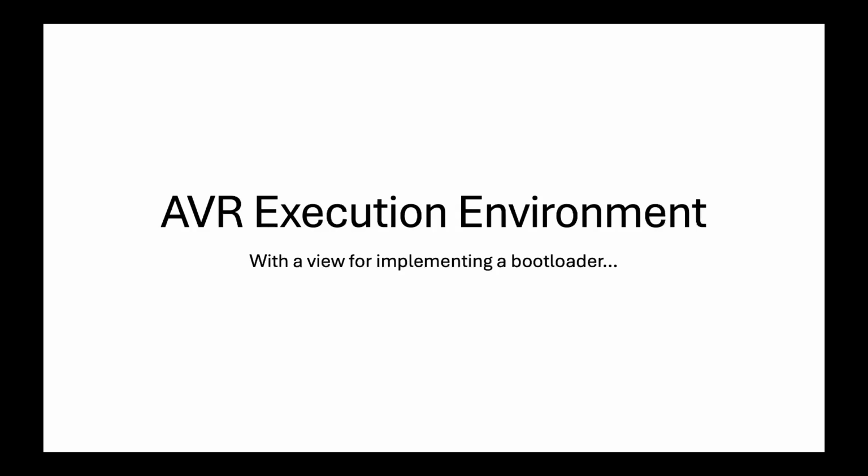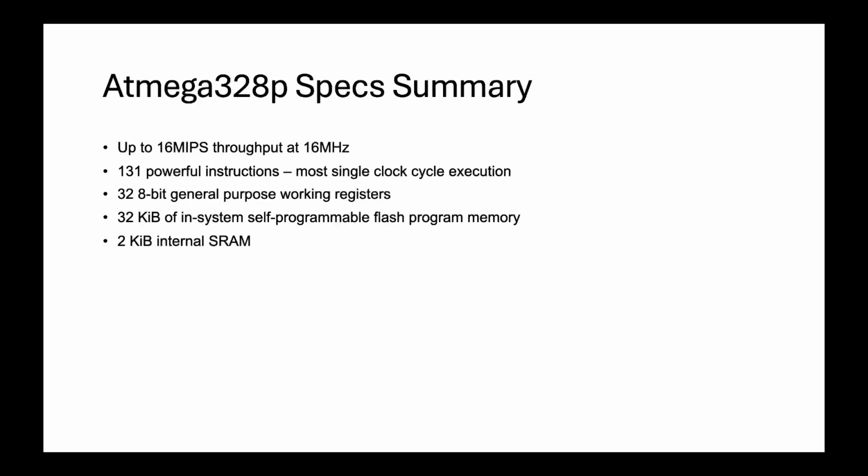Let's take a look at the AVR execution environment before we go further with implementing a bootloader. The ATmega328P chip inside the UNO board has these specs. We have 16 million instructions per second throughput at 16 megahertz, so that's one instruction per clock cycle. And most arithmetic instructions could be executed in one clock cycle.